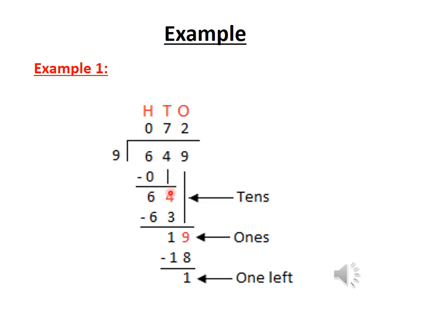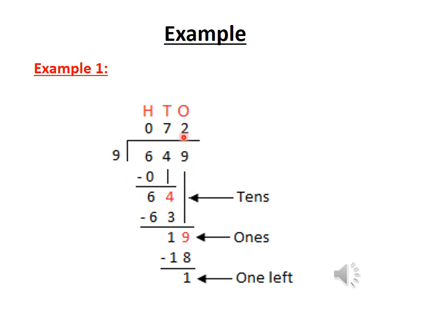You bring down the 4. So you have 64. Now you ask, 9 times how many equals 64? 9 times 7 equals 63. So you put the 7 above the 4, in the tens place. Now you subtract: 64 minus 63 equals 1. Now you bring down the 9.